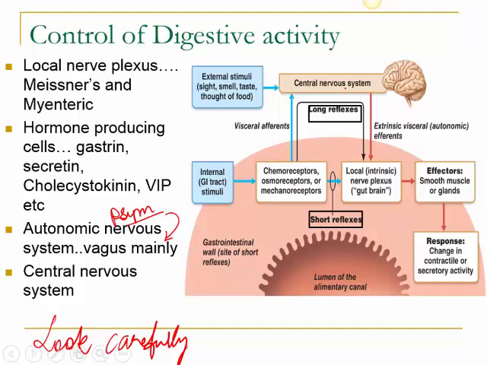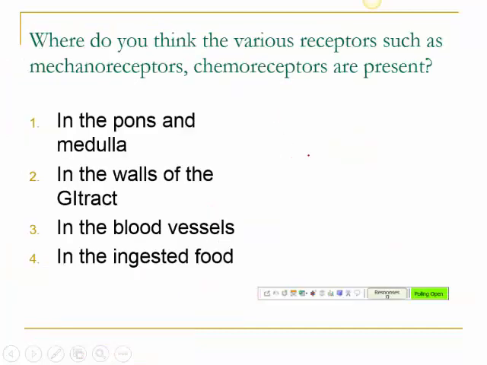The other part of the long loop could be that you needn't eat anything up here, but just external stimuli. I said just the thought of food, or even when you smell something, if someone was cooking a steak nearby, sometimes you begin to salivate, or you think of a nice piece of cake, you begin to think about food. So that external stimulus can stimulate the central nervous system, which will come down. So nothing from here, but purely from the outside, it comes and stimulates those intrinsic plexuses, and you still get digestive activity. So let's take a look at this question. Where do you think these receptors are present?